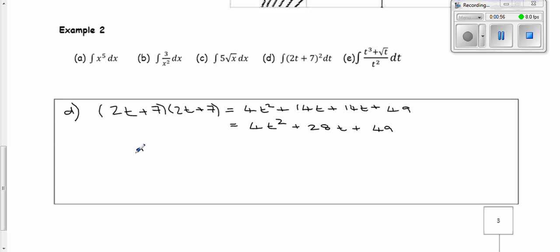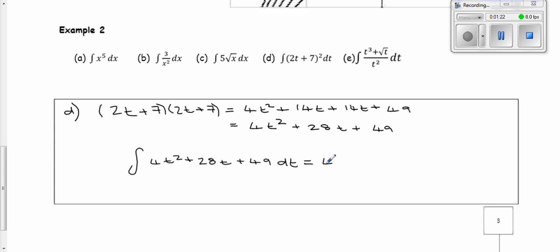So our question is actually integrate this polynomial here. It doesn't matter that I'm not working with x anymore. That's not a problem. We can use whatever letter is thrown at us. So in this case, we are integrating that polynomial there, and we're integrating it with respect to t. So we put dt at the end. The principle is exactly the same.